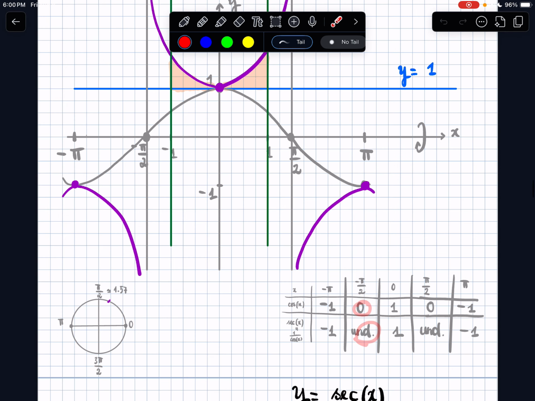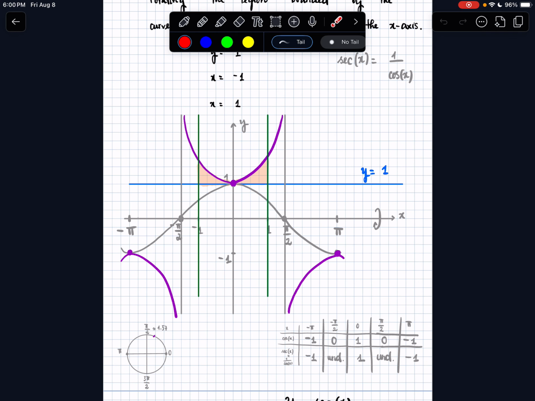So here, at the point x equal to minus pi divided by 2, secant of x is undefined. And that's why we have this asymptote here. For x equal to 0, cosine of 0 is 1. Secant is 1 divided by 1, which is 1. Here we have this point.